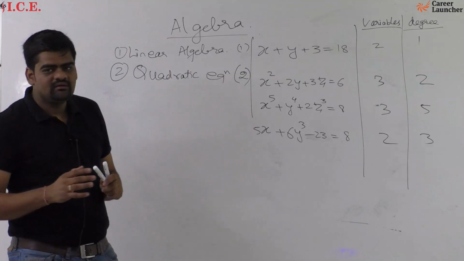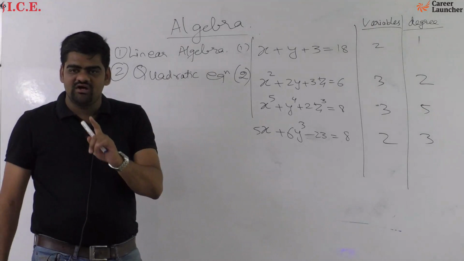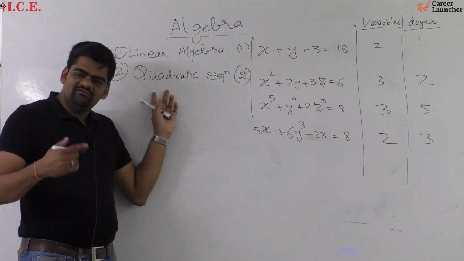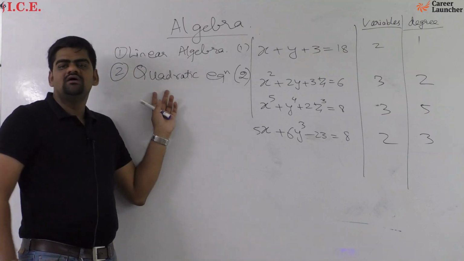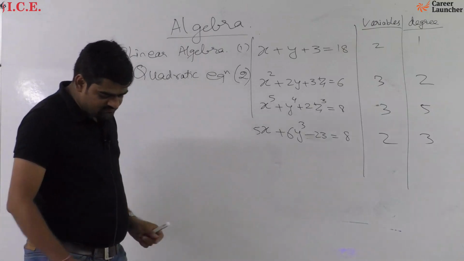Clear, right? So understood what I am trying to say. Whenever the highest power of any variable is 1, I am basically talking about linear equations. When I talk about the highest power of any variable as 2, then it is called a quadratic equation. Clear, right? Quickly note down this much, then we will move forward.